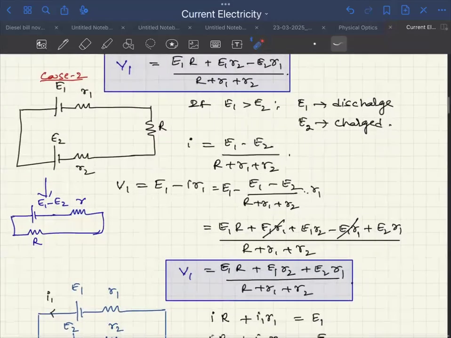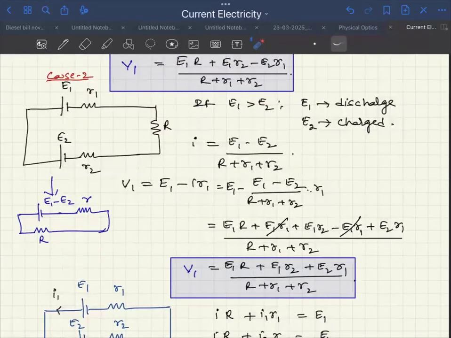Now, please confirm, have you followed case 2 or not? Are we clear with case 2? Yes or no? Akshit Manohar, have you followed case 2 clearly? Yes, sir. Soumya? Yes, sir. Very good. Next, Devansh? Yes, sir. Yashwant? Yes, sir. Right. Next.